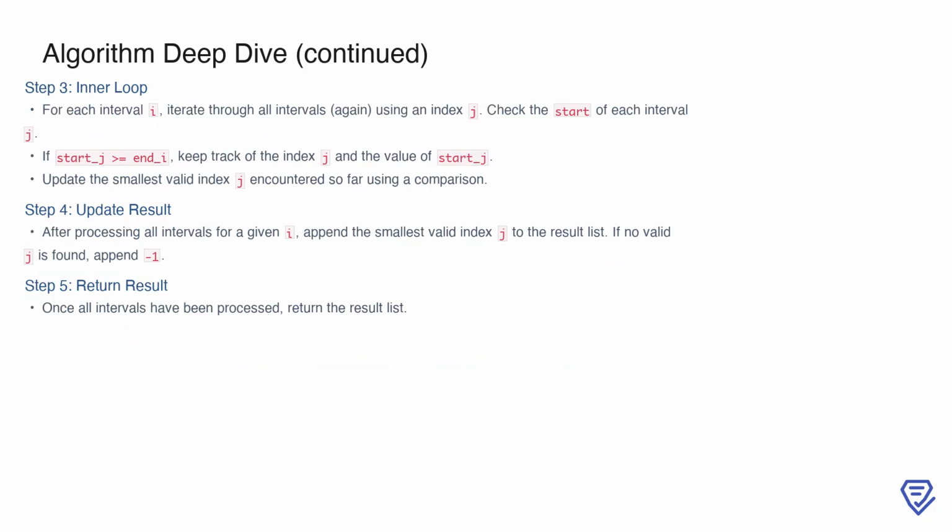In the inner loop, we compare the end value of the current interval with the start values of all other intervals. For every interval, we check if its start value is greater than or equal to the end value of the current interval. If this condition is satisfied, we keep track of both the index and the start value of the interval. We then compare these values to find the smallest valid index that meets the condition. After processing all intervals for a specific outer loop iteration, we append the smallest valid index to the result list. If no valid index is found, we append -1 instead. Once all intervals have been processed, the result list containing the indices is returned as the output.